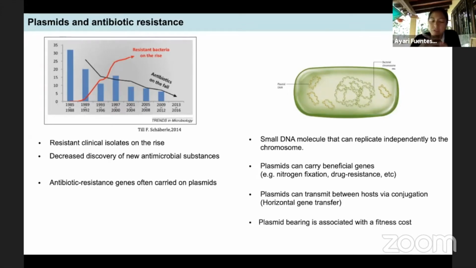And of course, a plasmid is associated with some fitness cost. So carrying a plasmid is costly in the sense that the bacteria is not going to be able to grow as well as without the plasmid. So, of course, they can be lost through segregation, and I'm going to get to that a little bit further in the talk.